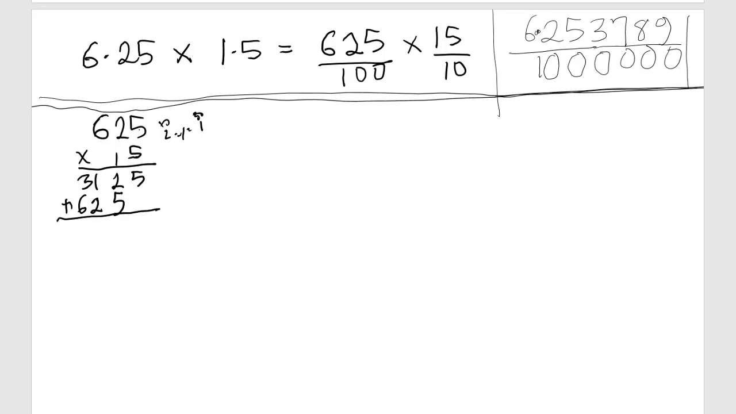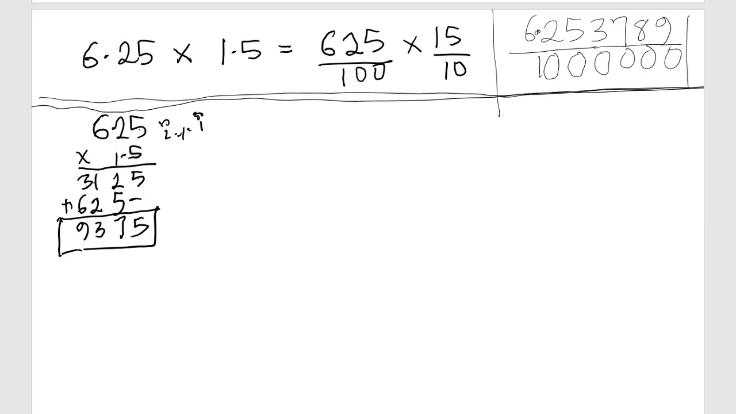There is an invisible 0 here. So you do 5 plus nothing is 5. 5 plus 2 is 7. 2 plus 1 is 3. 6 plus 3 is 9. Okay, so you're through with the long multiplication. So now you can go back and put the dots where they are supposed to be.